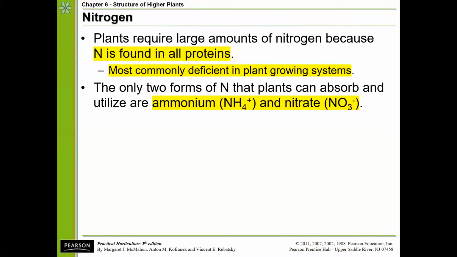Nitrogen, again, is found in all proteins and is the most commonly deficient in plant systems, to the point where if you send a soil test off to Virginia Tech's soil testing laboratory, for instance, they don't even give you a nitrogen analysis because it's inherent that you have to supply nitrogen in some form.